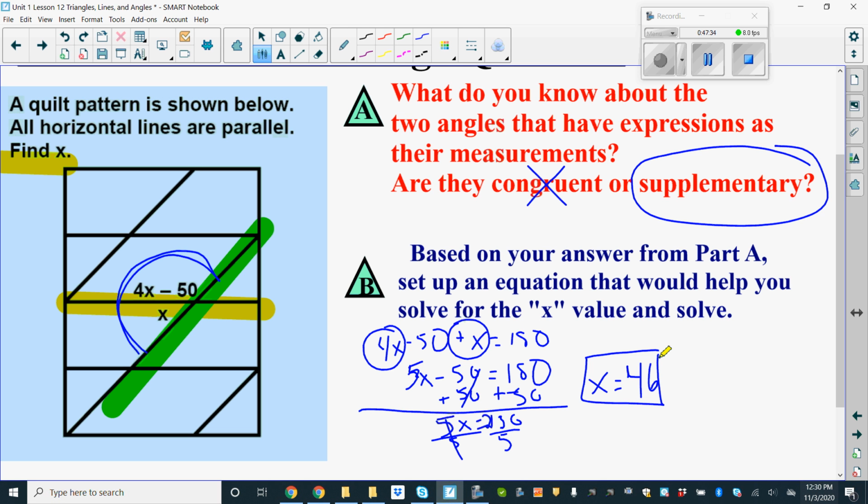So if we now wanted to solve for the angles, we could say 4x minus 50. We have to substitute it in. 4 times 46 minus 50 is 184 minus 50, which is 134.